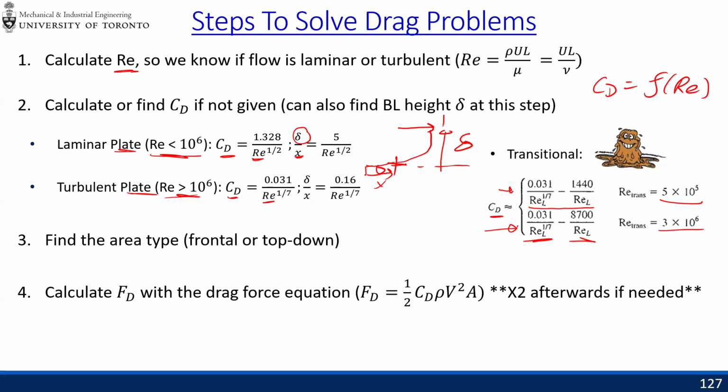Now third, you're finding your area type. Primarily, it's either going to be frontal or top down. Top down for plate, frontal for other geometry, like a cylinder, Christmas tree, etc. Could also be wetted area, but in that case, it would normally be provided. Finally, you assemble your drag equation. F_D is equal to half C_D rho V squared A. And don't forget this. You might have to double it afterwards.